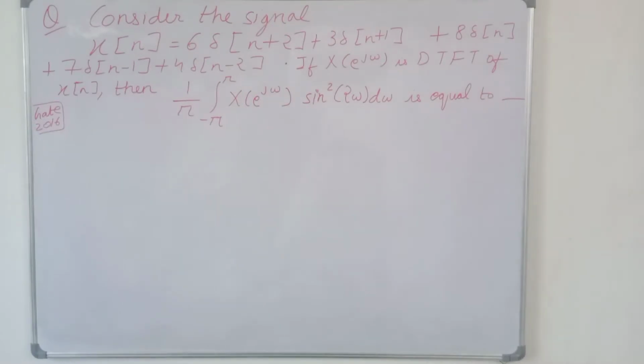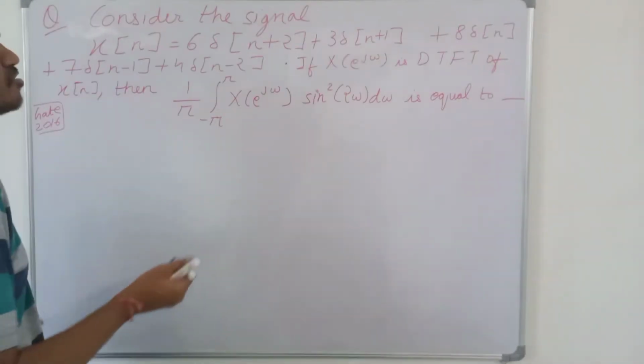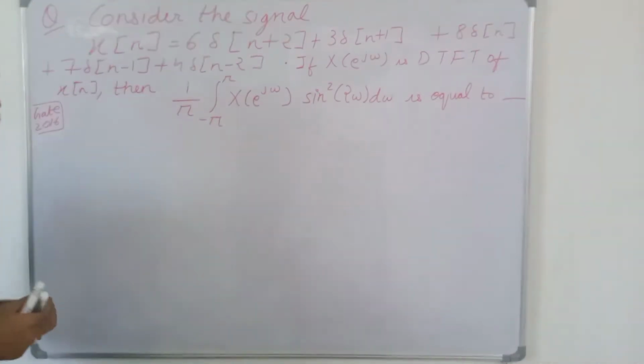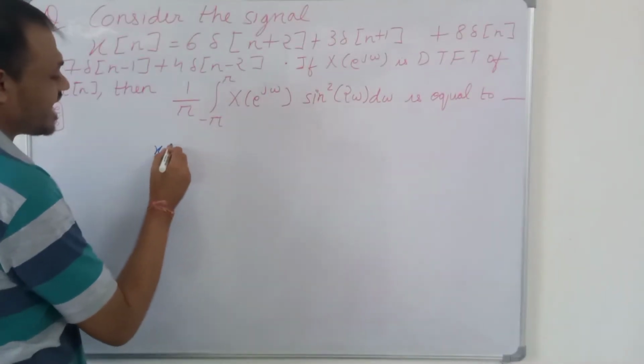This is a question on discrete time Fourier transform. It says that x of n is a signal which is equal to 6 delta n plus 2, plus 3 delta n plus 1, plus 8 delta n, plus 7 delta n minus 1, plus 4 delta n minus 2. So x of n is like this.